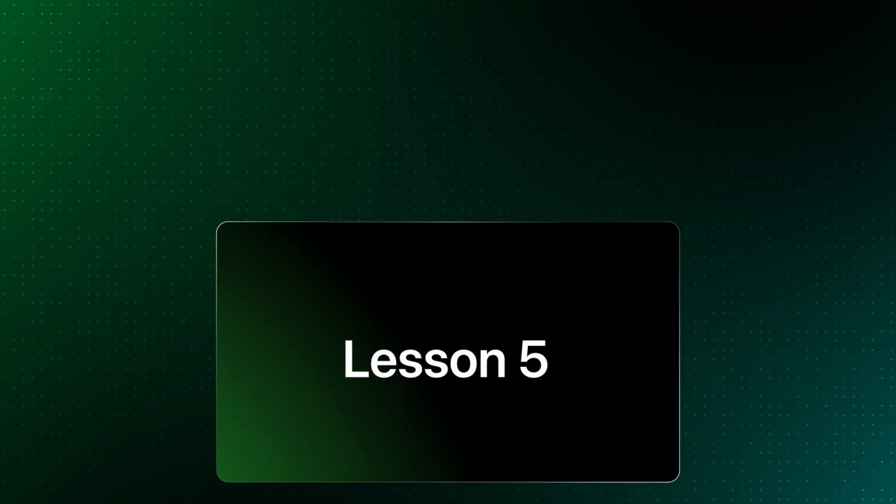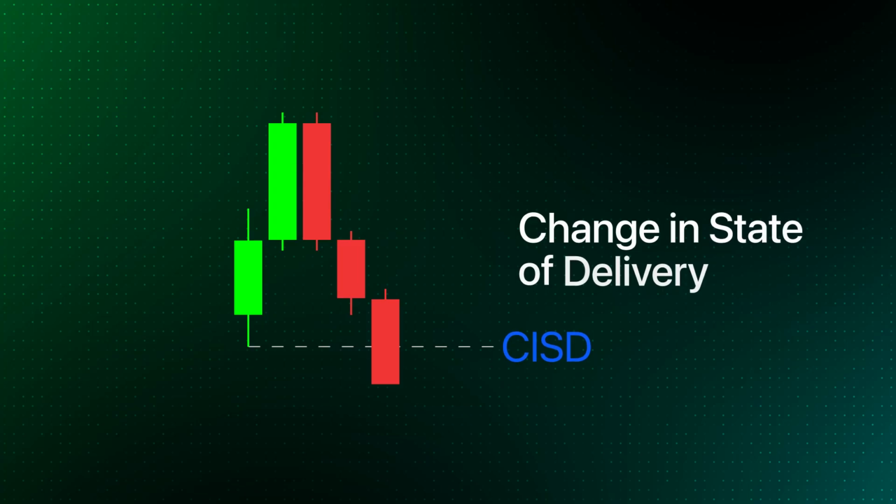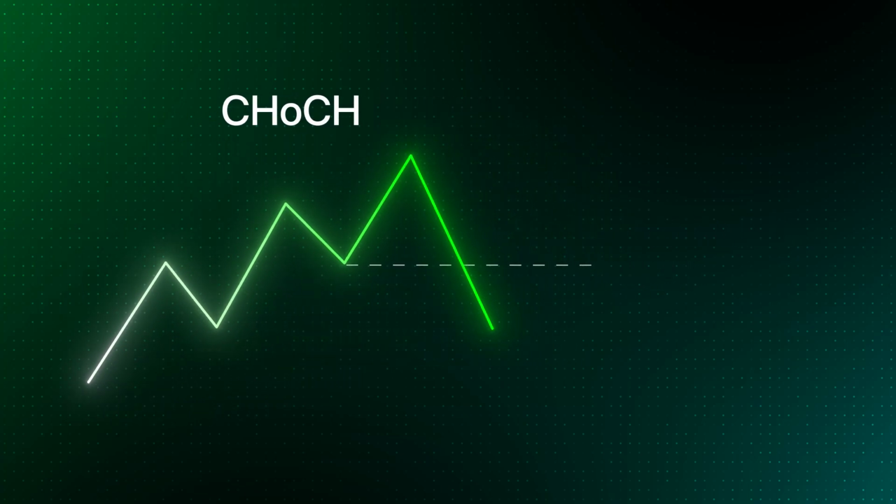Today we're going to be going over a CISD, which is a change in state of delivery, and then a CHOCH, which is a change of character. By the end of this video, I'm hoping you guys can understand exactly what the two are, what the two differences are, and more importantly, how to spot the two of these that we're going to be talking about. I'm going to quit wasting our time and let's just jump right into it.